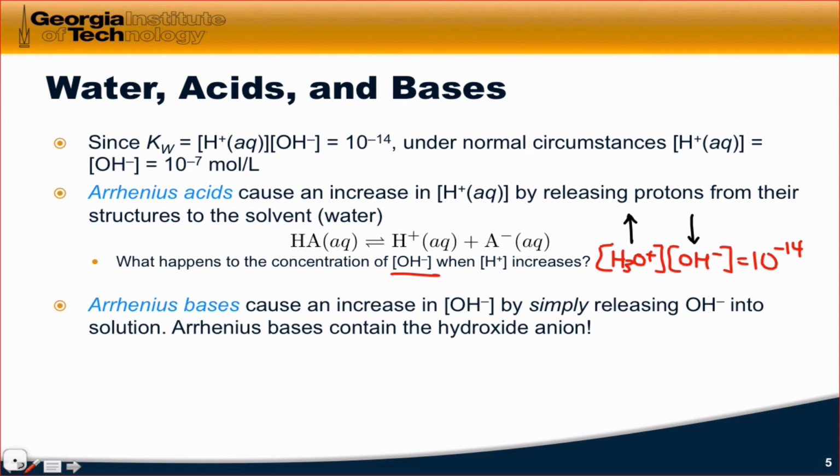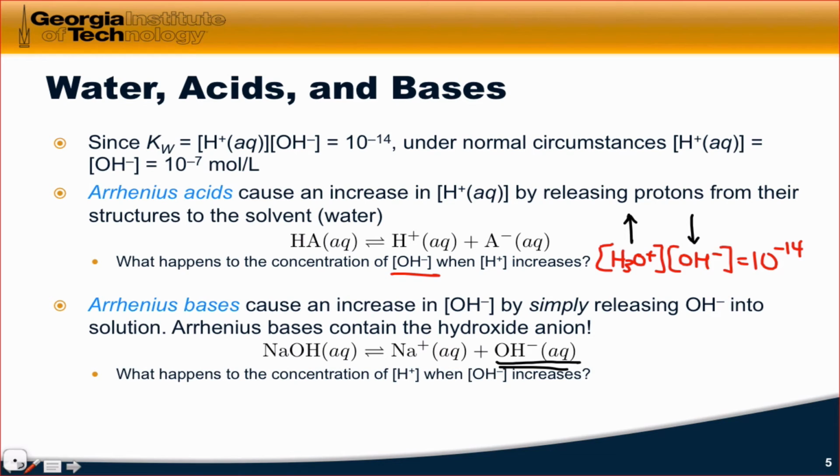Arrhenius bases have the opposite effect. They cause an increase in the concentration of hydroxide by simply releasing hydroxide into solution. Arrhenius bases are salts of the hydroxide anion, as we mentioned before. A good example of an Arrhenius base equilibrium involves the solvation of NaOH. In aqueous solution, NaOH splits apart into Na plus and OH minus, and it's the addition of OH minus to the solution that makes NaOH a base.